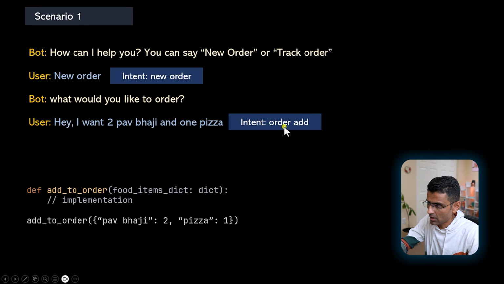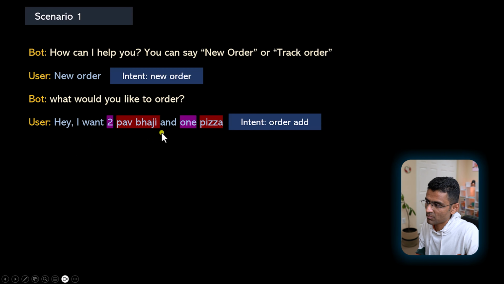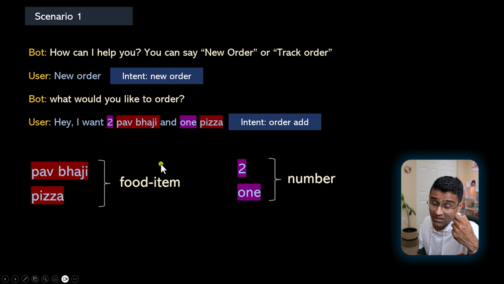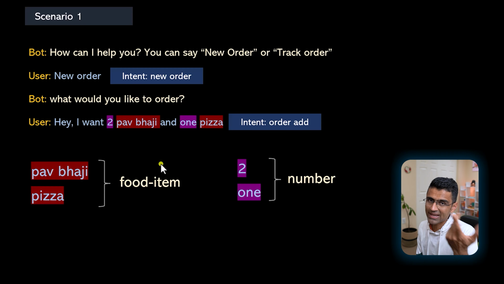No rocket science here. Just think, intent order add means some Python backend function we are calling, which is add to order. And as an argument, it needs this information. How do you get that information? You get that through entities. So here, pav bhaji is one entity, which is called food item. 2 and 1 are another entity, which is called number. It's a system generated entity in Dialogflow, and you can also define a custom entity. You can call it food quantity. Okay, so I think it's now clear.